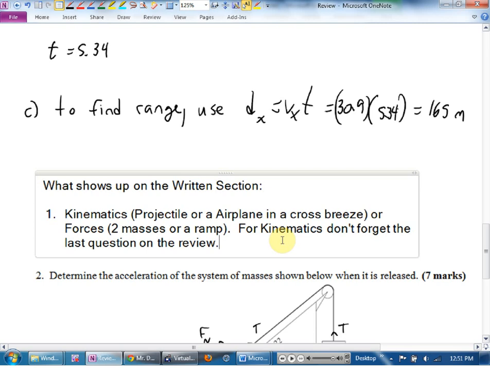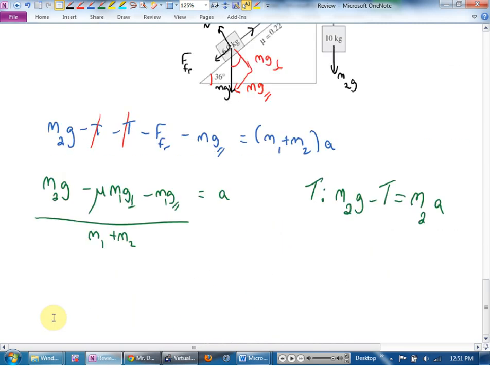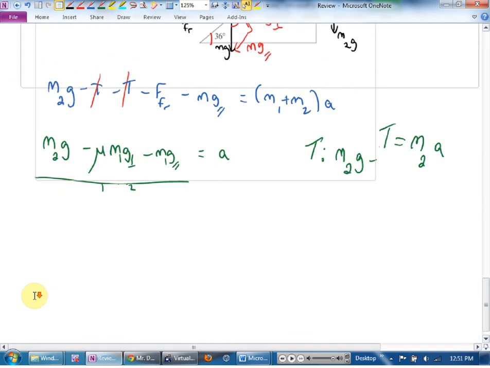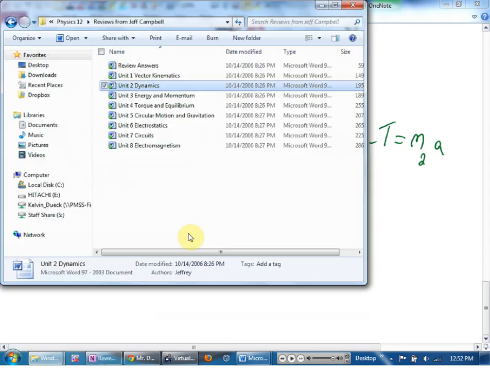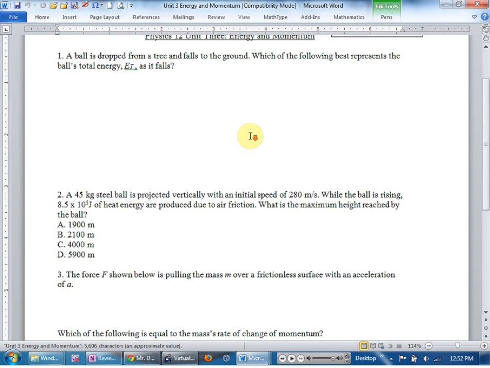Okay, so lesson 1 and lesson 2 are combined, as are lesson 3 and lesson 4. So that was what shows up on the test. Energy and momentum. What are classic written questions on energy and momentum? Definitely one of the favorite ones is collision at an angle, like number 1 here.